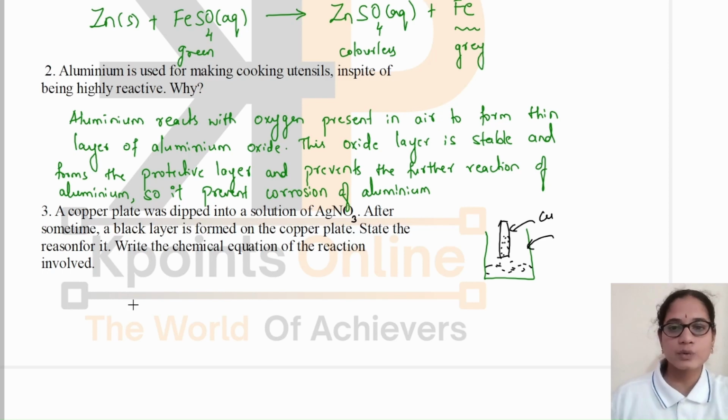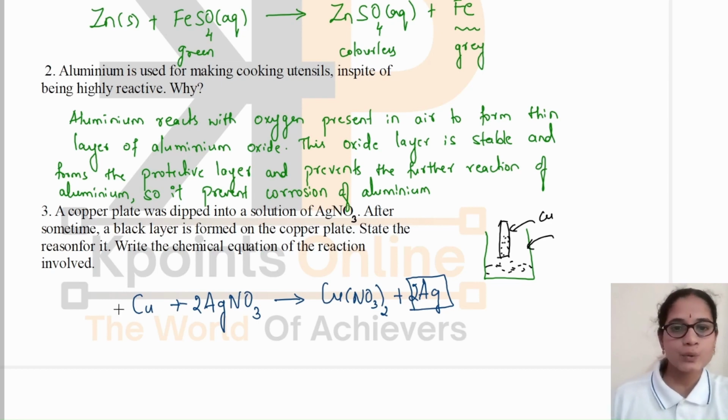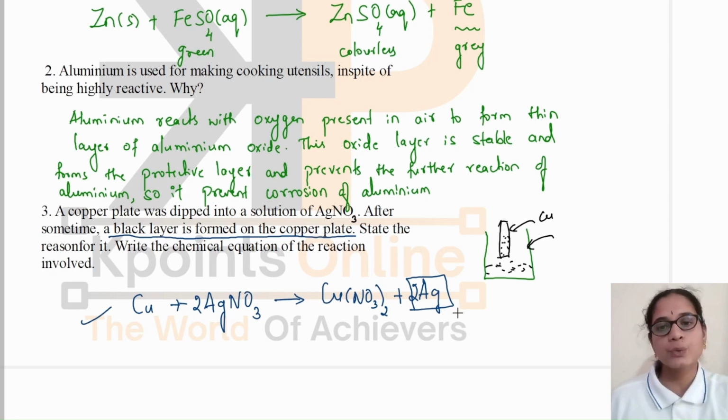Yes, let's write the equation for the reaction. Copper reacts with silver nitrate solution to form copper nitrate. Because of the formation of silver, a black layer is formed on the copper plate. So you have to write the chemical equation of the reaction, and also you should write that a black layer is formed on the copper plate. It is due to the formation of silver. Silver is getting deposited on the copper plate.